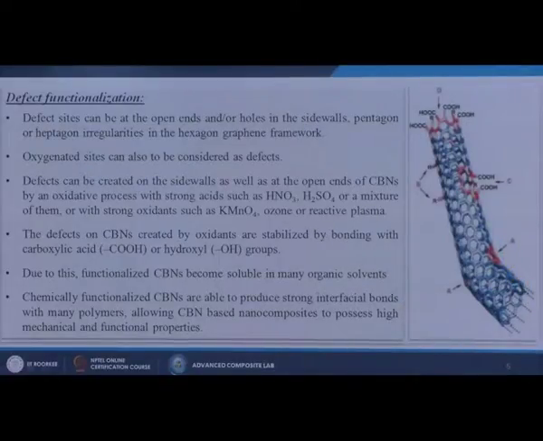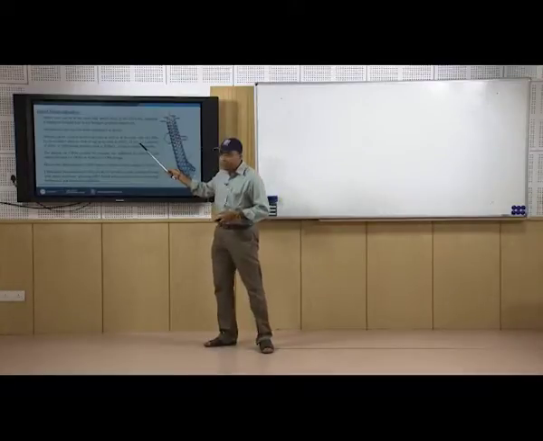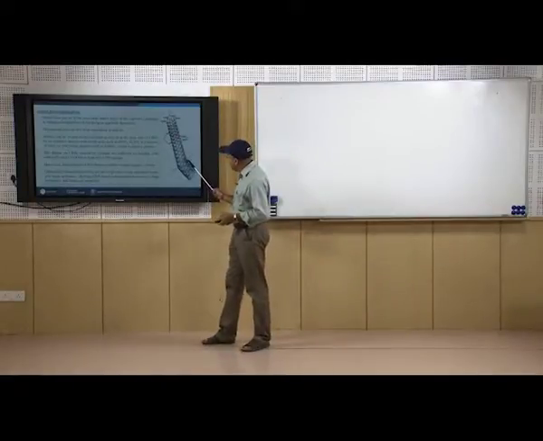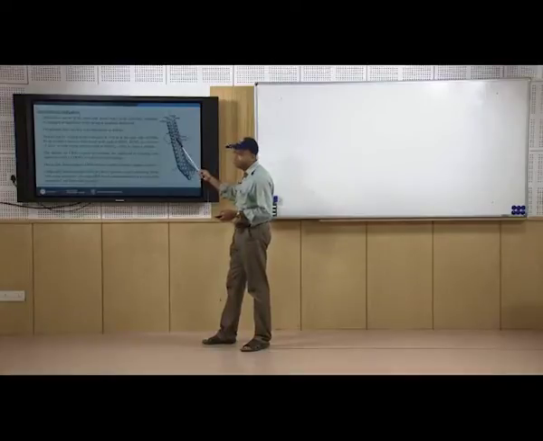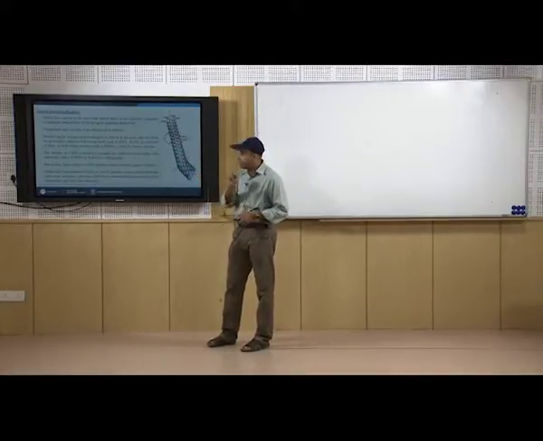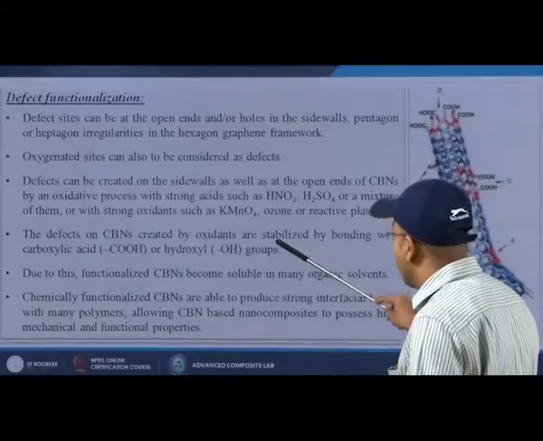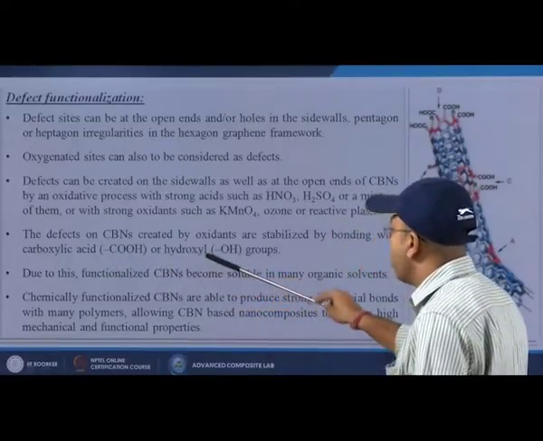So, here sometimes if we are trying to modify some kind of nanoparticles or nanofillers, we create defects on the surface. By applying strong acids or bases or strong reagents, defects can be created on the sidewalls, or at the face or the end of that particular nanomaterial, so that the functional groups can come and attach at those defect sites. The defects on CBNs created by oxidants are stabilized by bonding with carboxylic acid groups, that is COOH, or the hydroxyl OH groups.